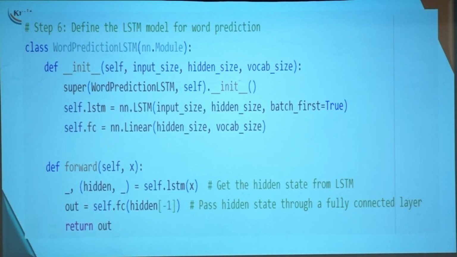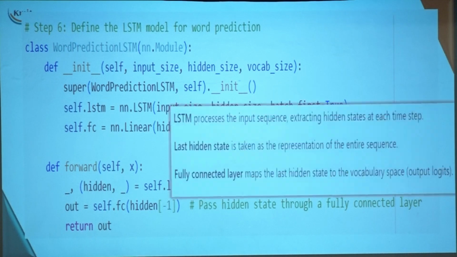Now, coming back to our code, we created our class for word prediction. We created our LSTM layer and linear layer, and in the forward method we are actually applying those linear layer by extracting only hidden states out of our LSTM layer.